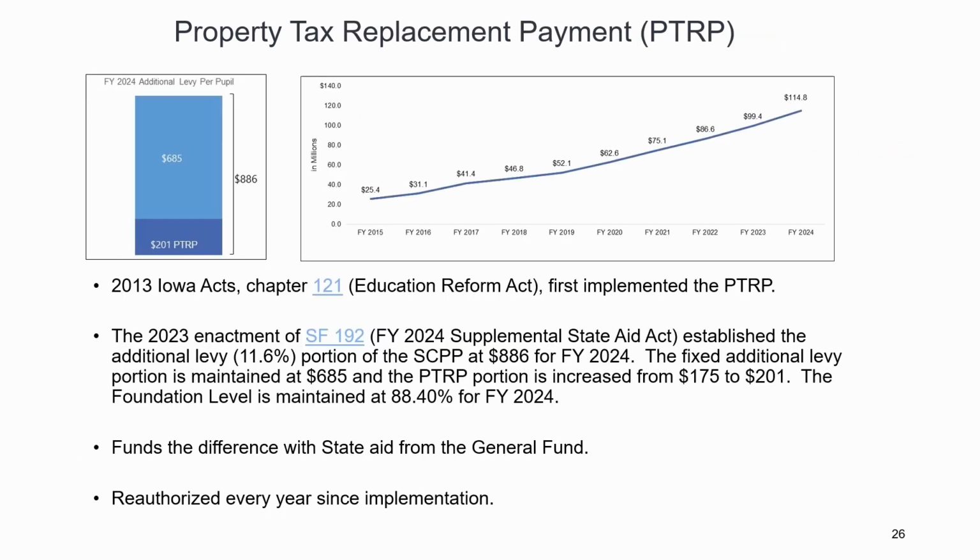Page 26, Property Tax Replacement Payment, PTRP. The funding covers the increase in the foundation level resulting from the state percent of growth if the funding is authorized for the year, which it has been since it was implemented.